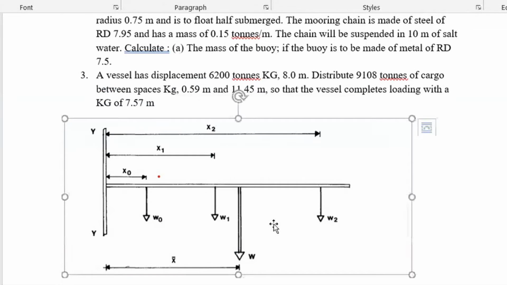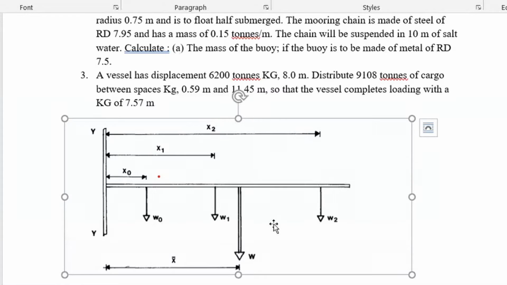A vessel has a displacement of 6,200 tons, and it has a KG, meaning the center of gravity of the whole ship is 8 meters. That means 8 meters from the bottom of the ship, which is K, the keel of the ship, to the center of gravity. KG is equal to 8 meters.